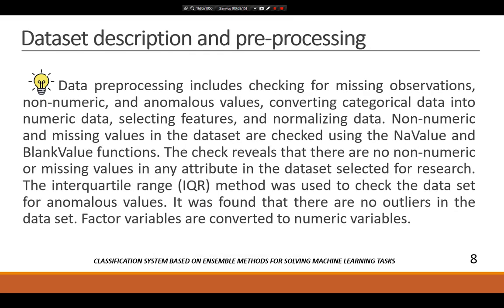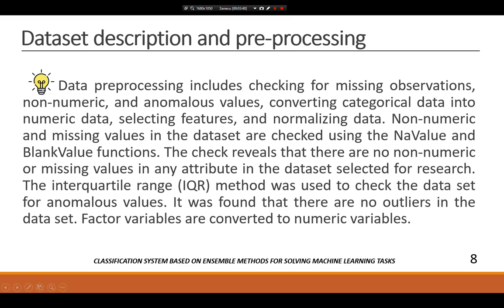Data preprocessing includes checking for missing observations, non-numeric and anomaly values, converting categorical data into numeric data, selecting features, and normalizing data. The check reveals that there are no non-numeric or missing values in any attribute in the dataset selected for research. The interquartile range method was used to check the dataset for anomaly values, and it was found there are no outliers in the dataset, and factor variables are converted to numeric variables.